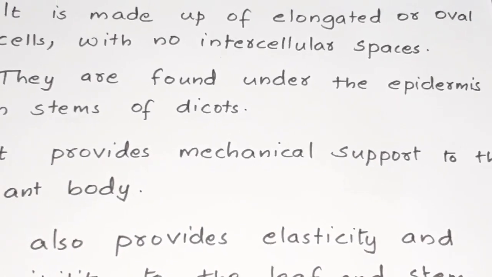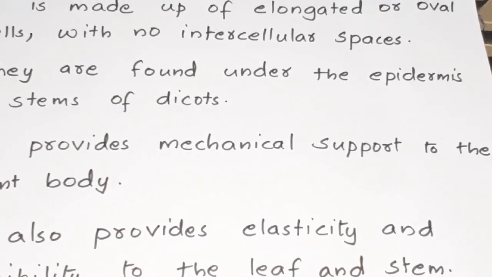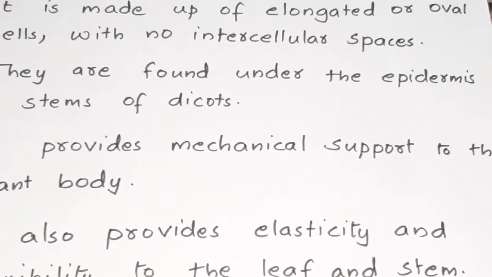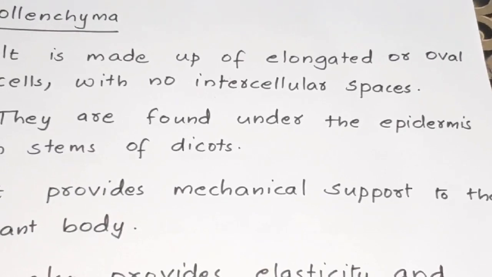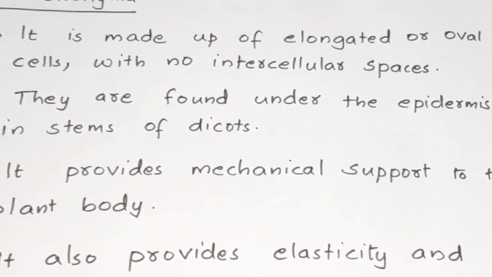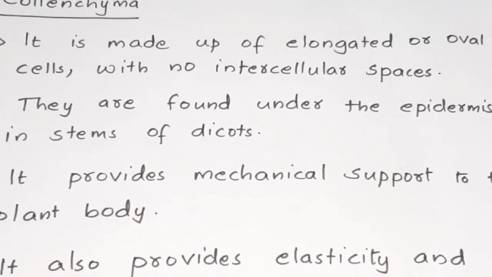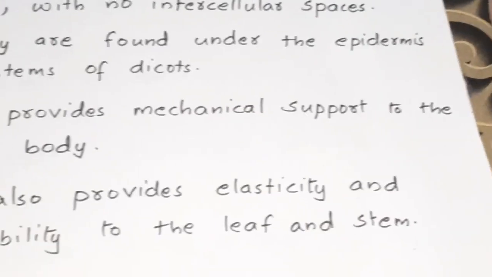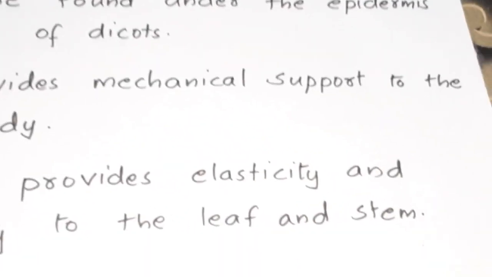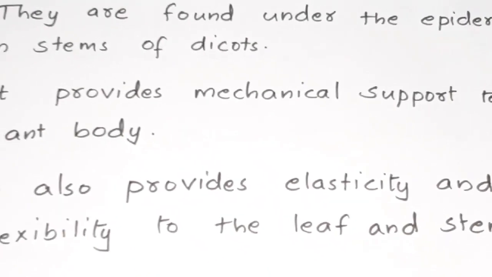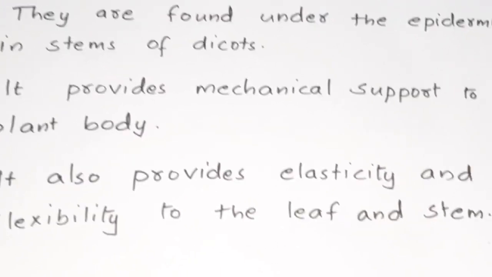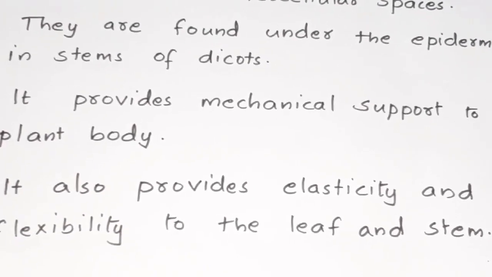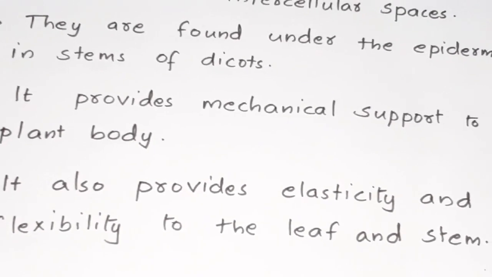Second point, they are found under the epidermis in stems of dicots. Epidermis, we have seen, is dermal tissue. This is found below the dermal tissue, that is, below the epidermis in stems of dicots. Third, it provides mechanical support to the plant body. This means a plant or a big tree needs to stand straight in the ground. This mechanical support is given by this type of ground tissue called collenchyma.